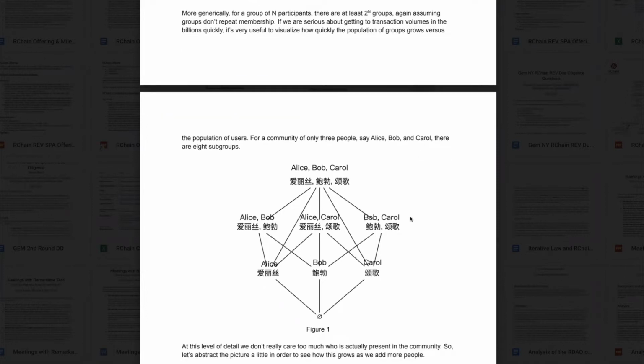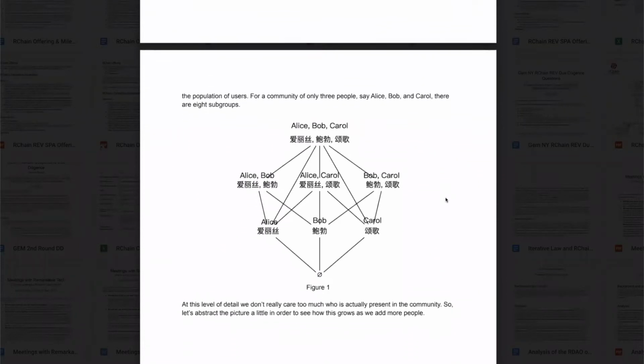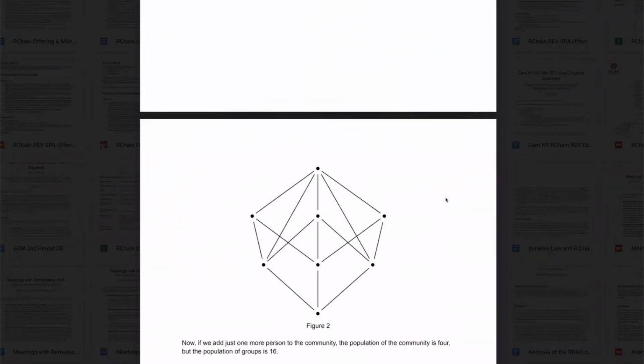So if you have a community of Alice, Bob, and Carol, and each one of them wants to spend 1 REV, you have a demand for 3 REV. But if each sub-network of that community, right? So not just Alice, Bob, and Carol as a community, but also the Alice Bob community and the Alice Carol community and the Bob Carol community, and so on. Each wants to spend REV. Then you are looking at a demand for 8 REV. And it only grows faster and faster, right?